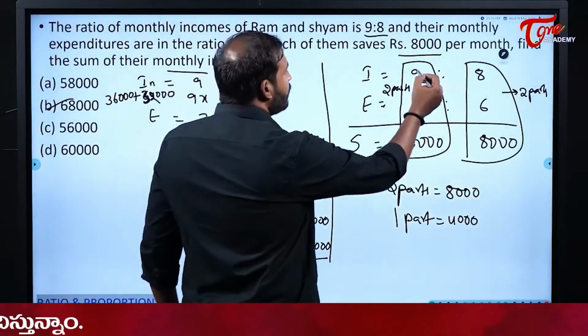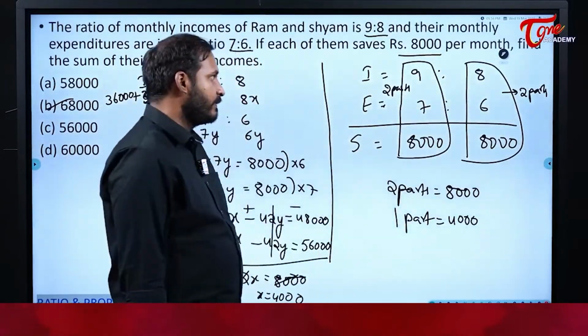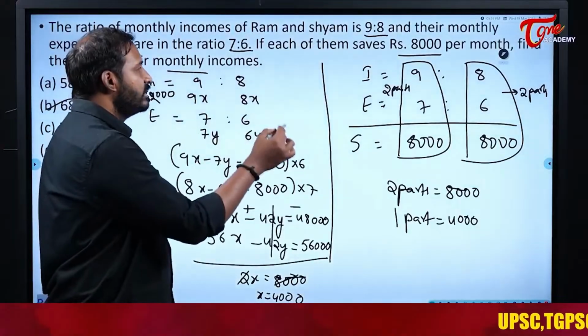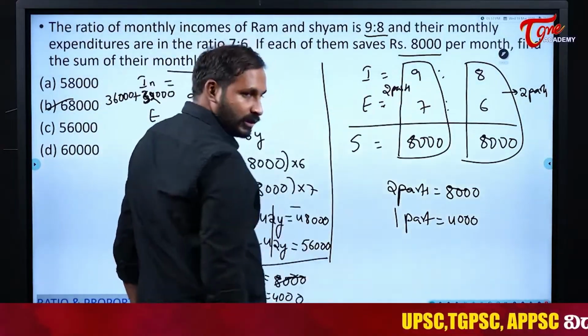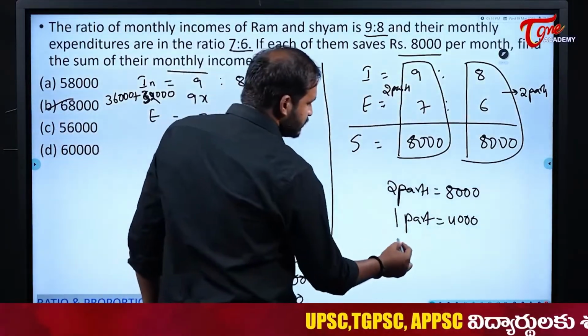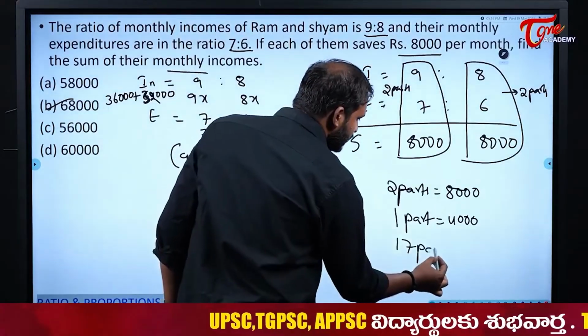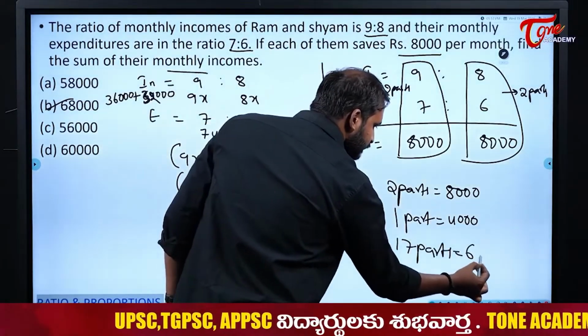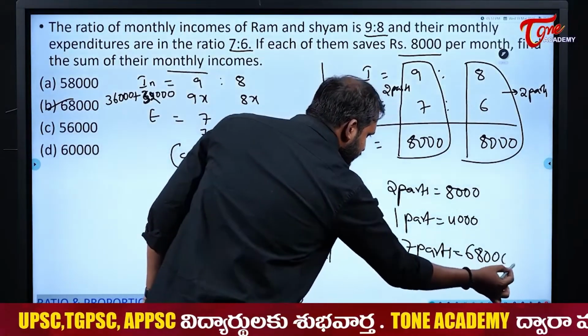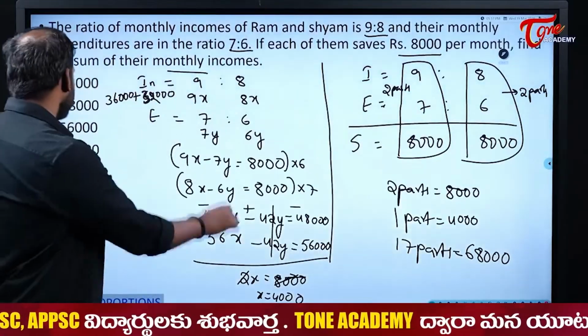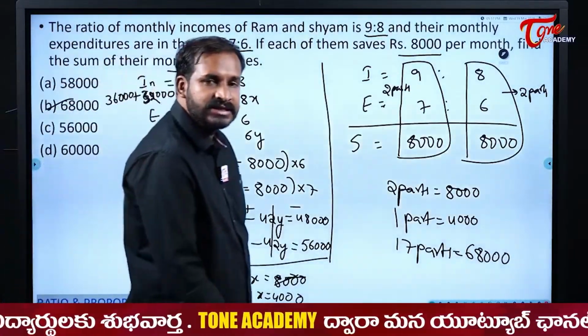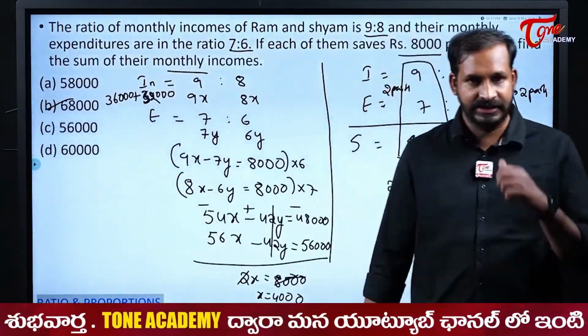So if 1 part is 4,000, their complete income becomes what for me here? 9 plus 8 total is 17 parts. So 17 parts becomes what for me here? 68,000. So our answer here is 68,000.